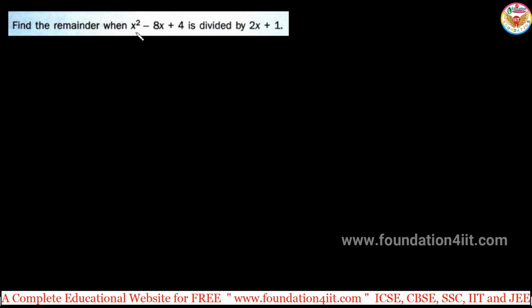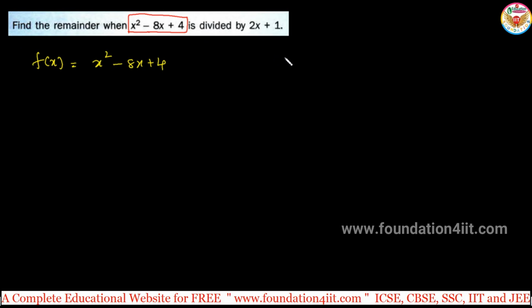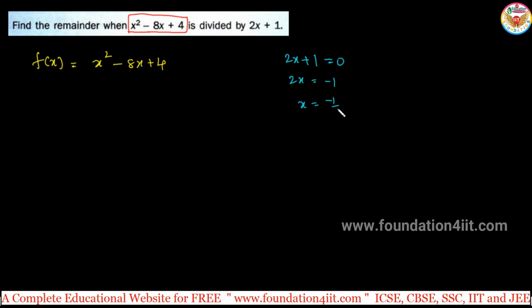In every question they will give the polynomial. Here it is x square minus 8x plus 4. This is a function with variable x. Let us take f of x is equal to x square minus 8x plus 4. Now this is divided by 2x plus 1. Let's take 2x plus 1 equal to 0. 2x is equal to minus 1. x is equal to minus 1 by 2.